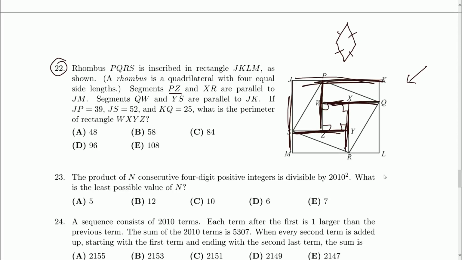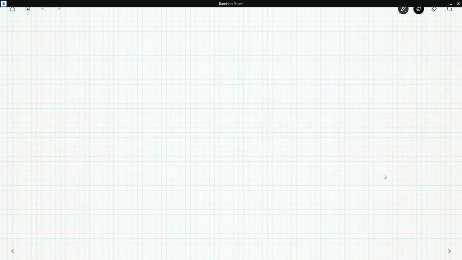Okay, if JP is 39, JS is 52, and KQ is 25, what is the perimeter of rectangle WXYZ? They even tell me it's a rectangle, but I figured it out on my own, so that's fine, that these were right angles. Anyway, let's copy our picture down and try and make sense of what's going on.